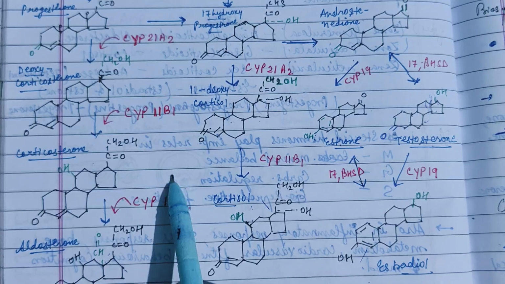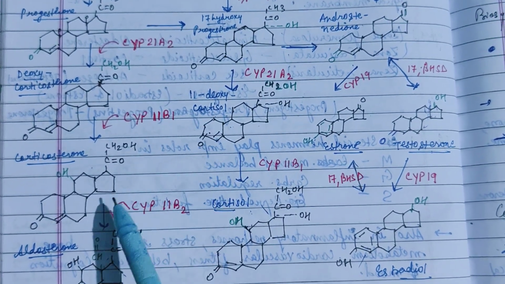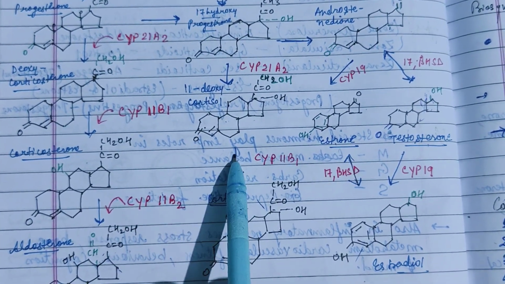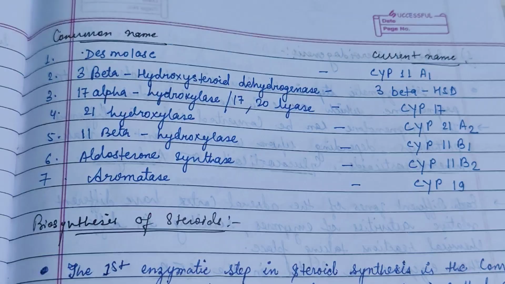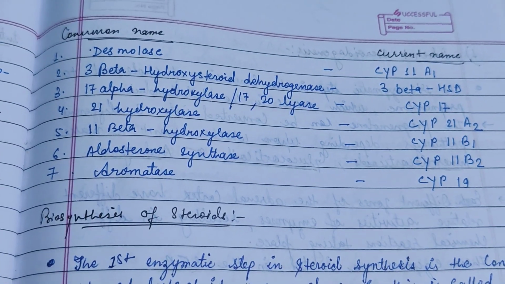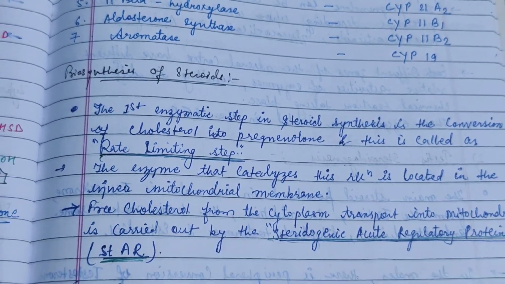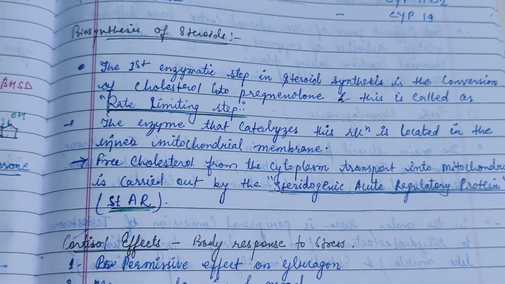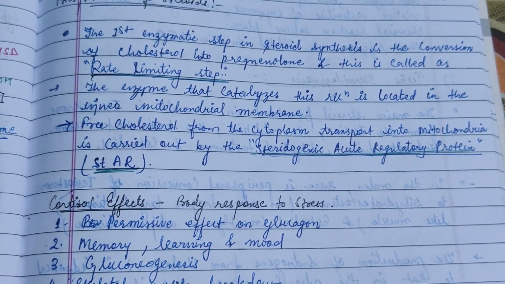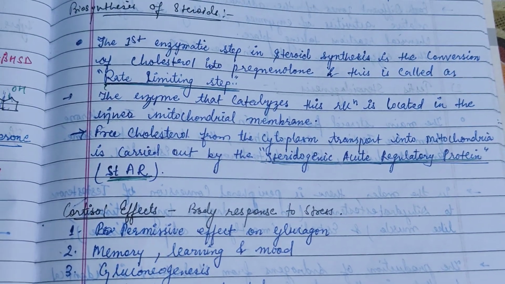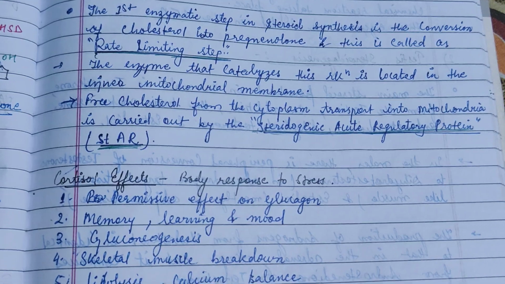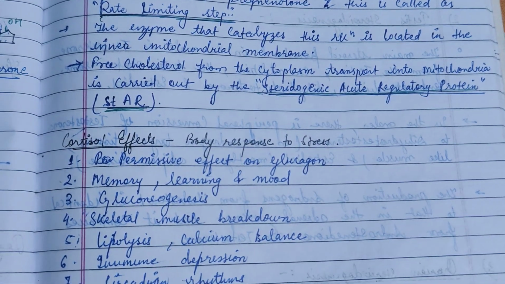These red-colored CYP11B1 and CYP11B2 are the enzymes that participate in this reaction. Some of the enzymes are desmolase, 11-beta hydroxylase, aldosterone synthase, aromatase, etc. Biosynthesis of the steroid: the first enzymatic step in steroid synthesis is the conversion of cholesterol into pregnenolone, and this is called the rate limiting step.